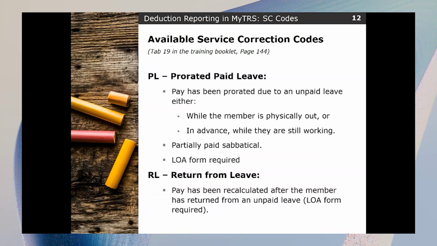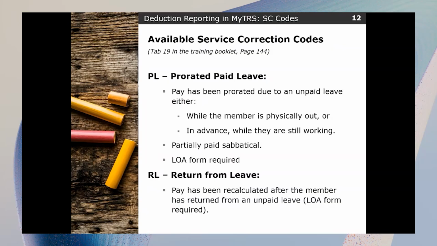The next two also have to do with leaves. The prorated paid leave code is when somebody's pay has been prorated due to unpaid leave days. So they're on an approved leave. Say somebody is out for 60 days, but they only have 40 sick days to use. If you allow them to stay on payroll and you're prorating their pay down to cover those 20 unpaid days, you would use the prorated paid leave code.